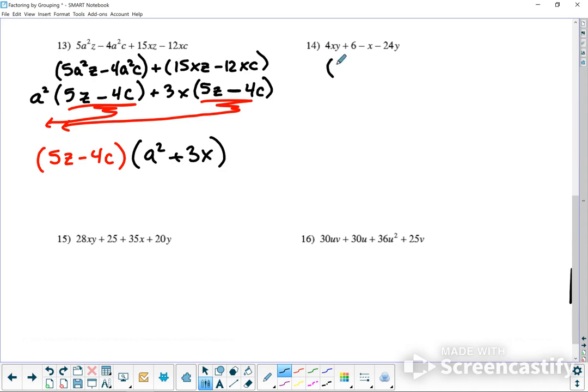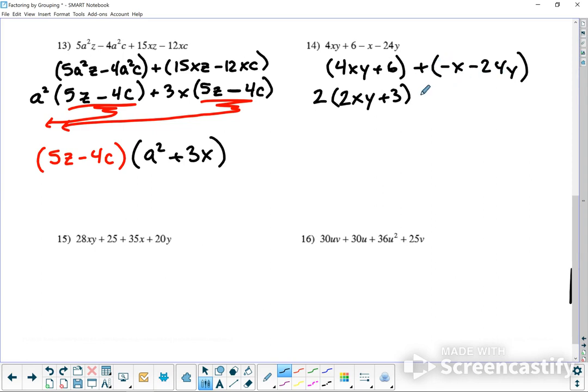Okay, this one here, 4xy plus 6. Looks like I can take out a 2, minus, and then you have a plus, and then minus x minus 24y. It looks like I can't do anything yet. So let's just see what happens. I'll have 2xy plus 3, which is pretty nice. But here I can't do anything. Maybe take out a negative, so I'll have a plus negative 1, but I'll be left with x plus 24y.